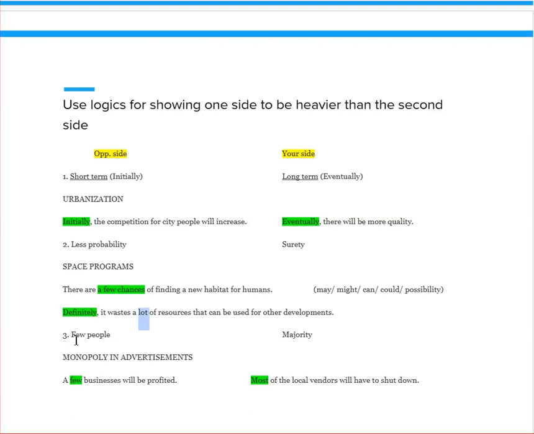And the third one, for the opposite side: few people like monopoly in advertisements. A few businessmen will be notified. For the majority, show your side's majority: most of the local vendors will have to shut down.